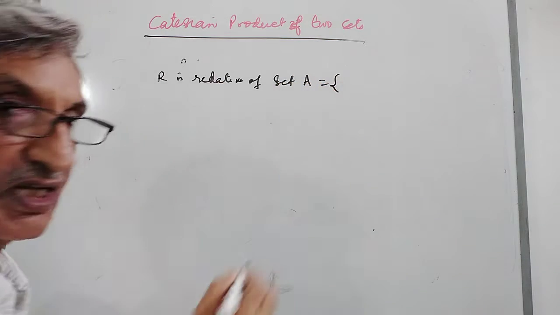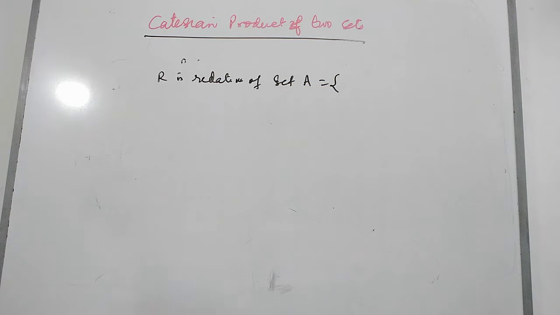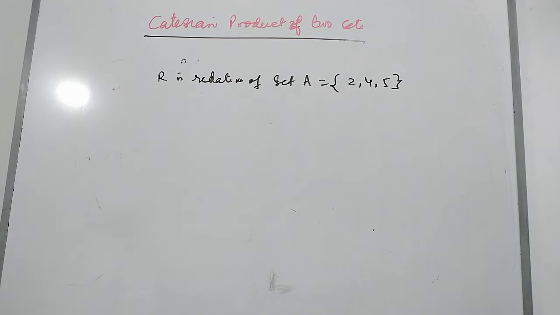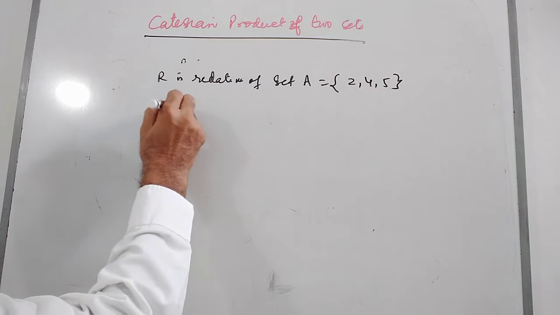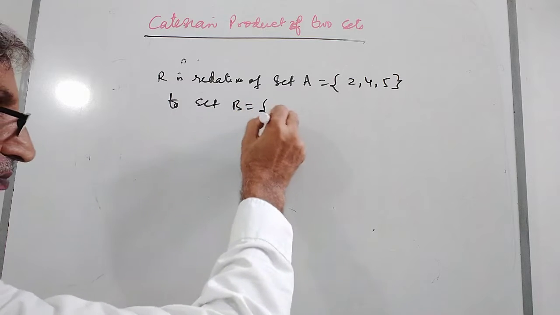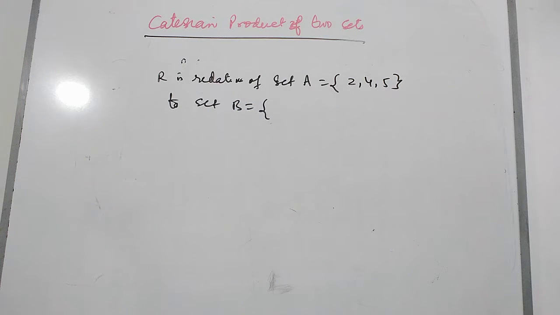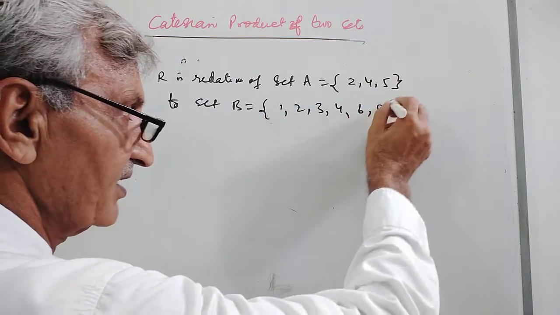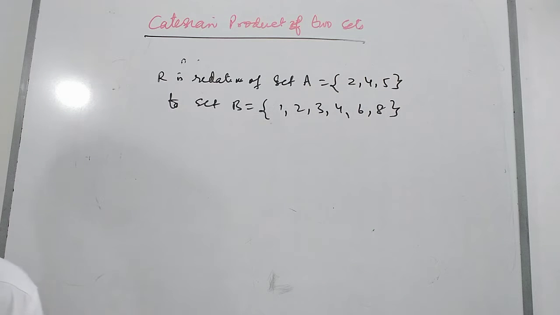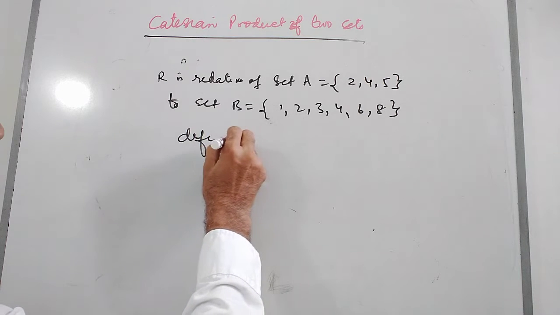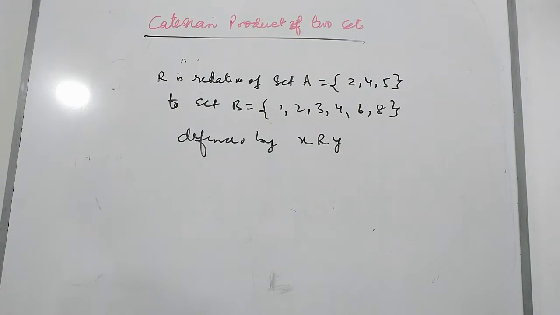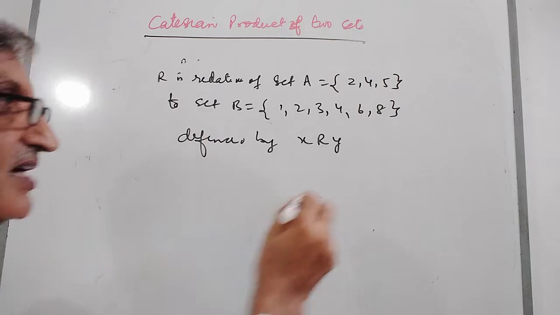Set A is what? Let me take the set equal to 1 2 3. That's simple. Okay, why take 1 2 3? Let's take 1 4 5. कुछ भी ले लें. Set B, B को क्या लें? B को ले लेते हैं हम 1 2 3 4, let's say 6 and 8. 4 to 5, ये ले लिया हमने. दो सेट ले लिए. The relation is defined by x related to y in such a way that x divides y.